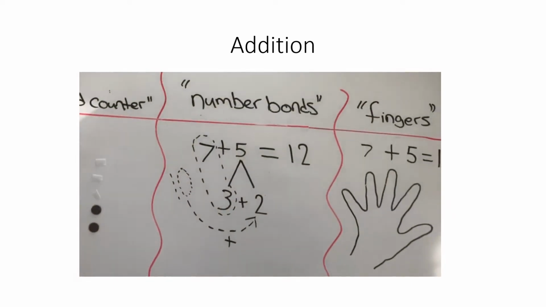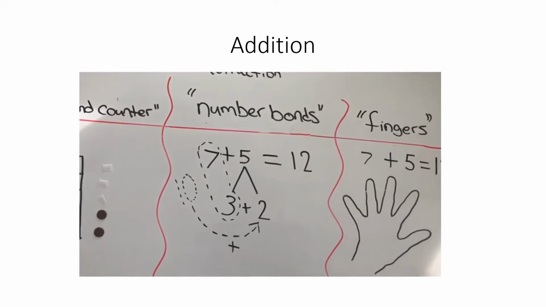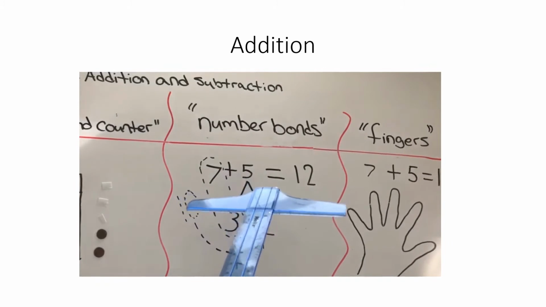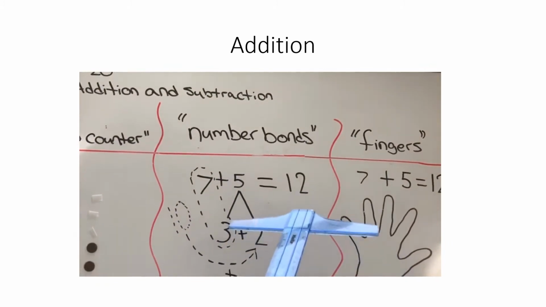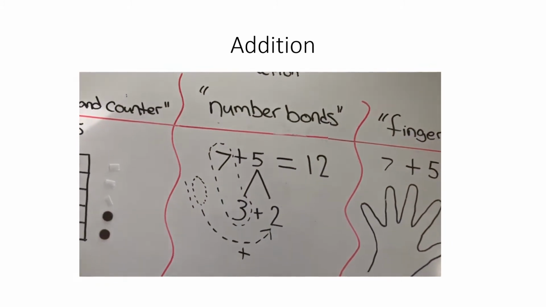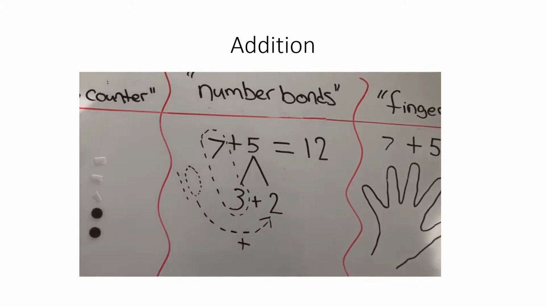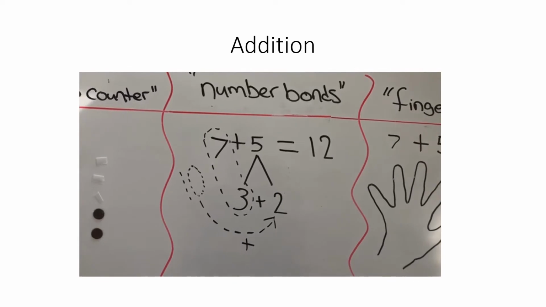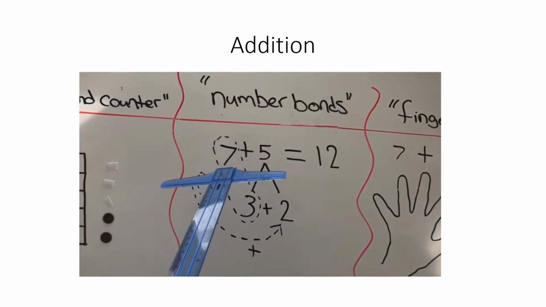Let's jump to method number 2. Method number 2, we have what it's called number bonds. So we have 7 plus 5 equals 12. Look at that. Now, what do we do? Okay, so I'm going to look at the highest number. Which is the highest number? 7 or 5? 7. 7 is the highest number.